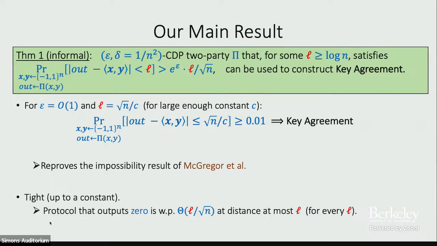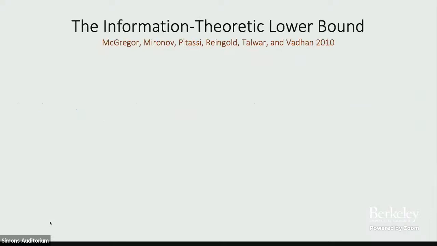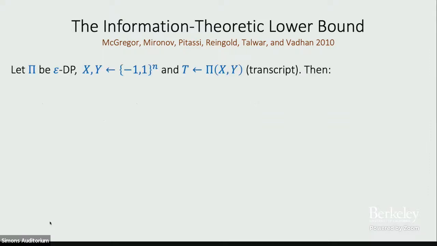But we can think about this delta. So let's see the idea behind the information-theoretic law. Assume we have a protocol pi, which is epsilon differentially private, and we choose the inputs x and y uniformly at random, and then we run the protocol and get a transcript T.